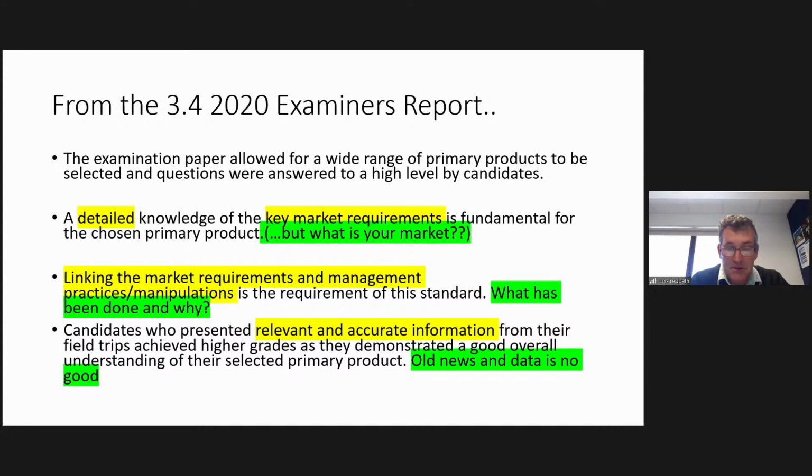At times I've seen candidates put some information down, and they suddenly realize all the seasons are out of whack because they're really referring to a Northern Hemisphere resource. Old news and data is no good. Okay, we need it as relevant and accurate and up to date as we possibly can.